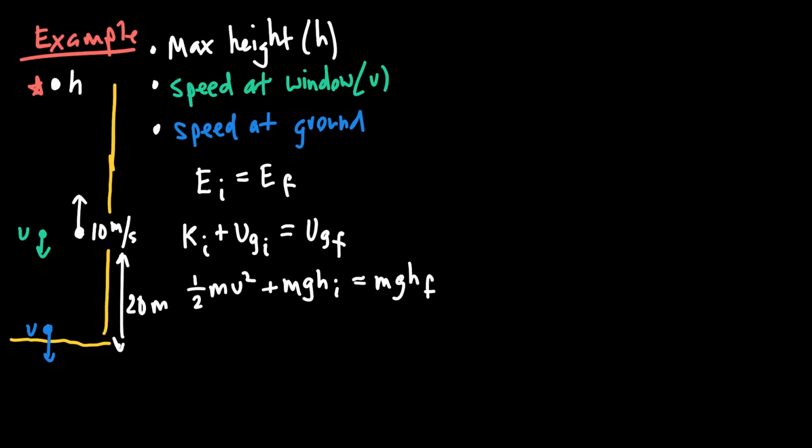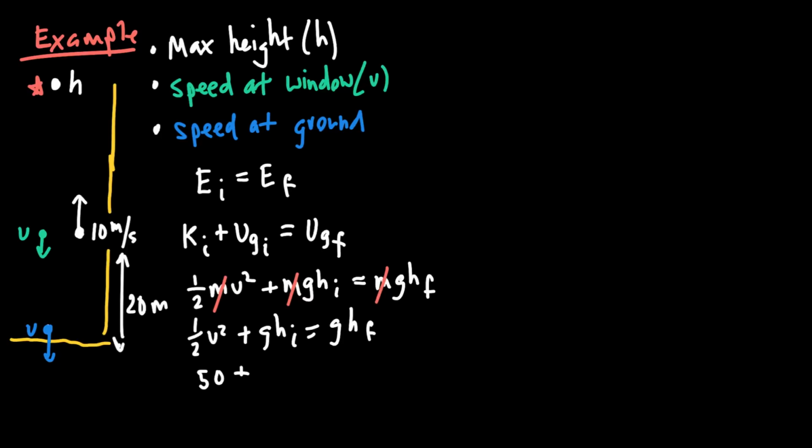First thing I notice is that there's an m in every term of the equation, which will cancel. And so the first term is just 1/2 v squared. The second term, g times the initial height, and on the other side of the equation, g times the final height. Since the initial velocity is 10, 10 squared will give me 100, and 1/2 times 100 is 50.